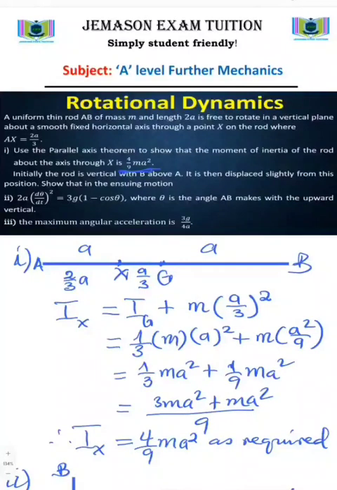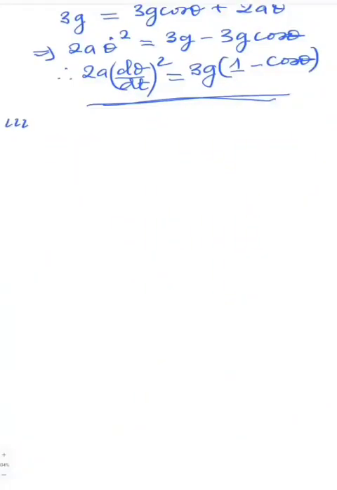Now, in the third part of the question, we are asked to prove that the maximum angular acceleration of the rod as it is rotating is 3g over 4a. In the third part of the question, we have to first get an expression of the angular acceleration before we can determine its maximum value. Now, angular acceleration is simply the derivative of the angular speed, and the expression for the angular speed is already in the last part of the second part of the question. So 2a theta dot squared, because d theta dt is theta dot, equals 3g into 1 minus cos theta.